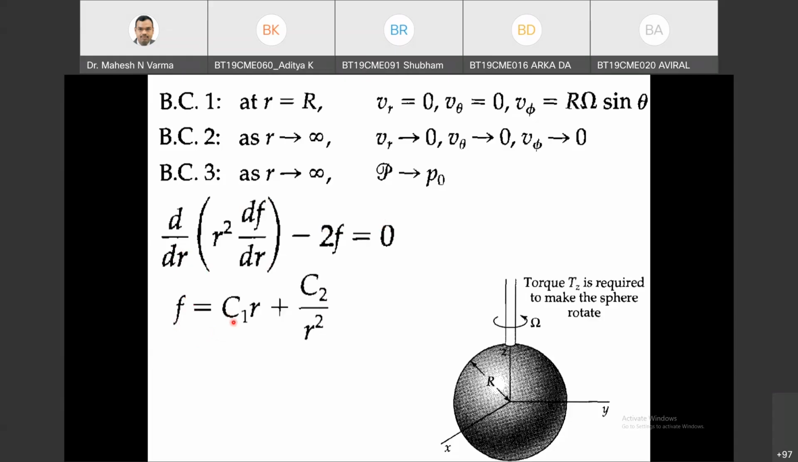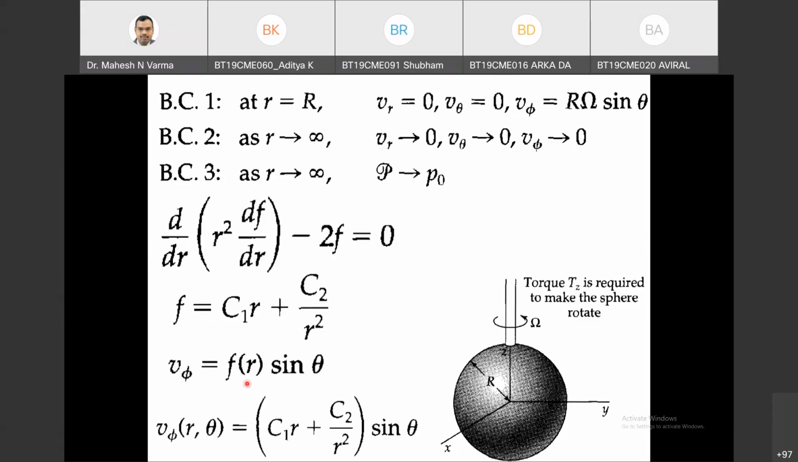So this standard differential equation will have a solution of this format: f equals C1 r plus C2 divided by r square. And I know V phi is a function of r multiplied by sine theta. So what will be the velocity profile? V phi will be equal to C1 r plus C2 divided by r square, times sine theta. Everybody got this?